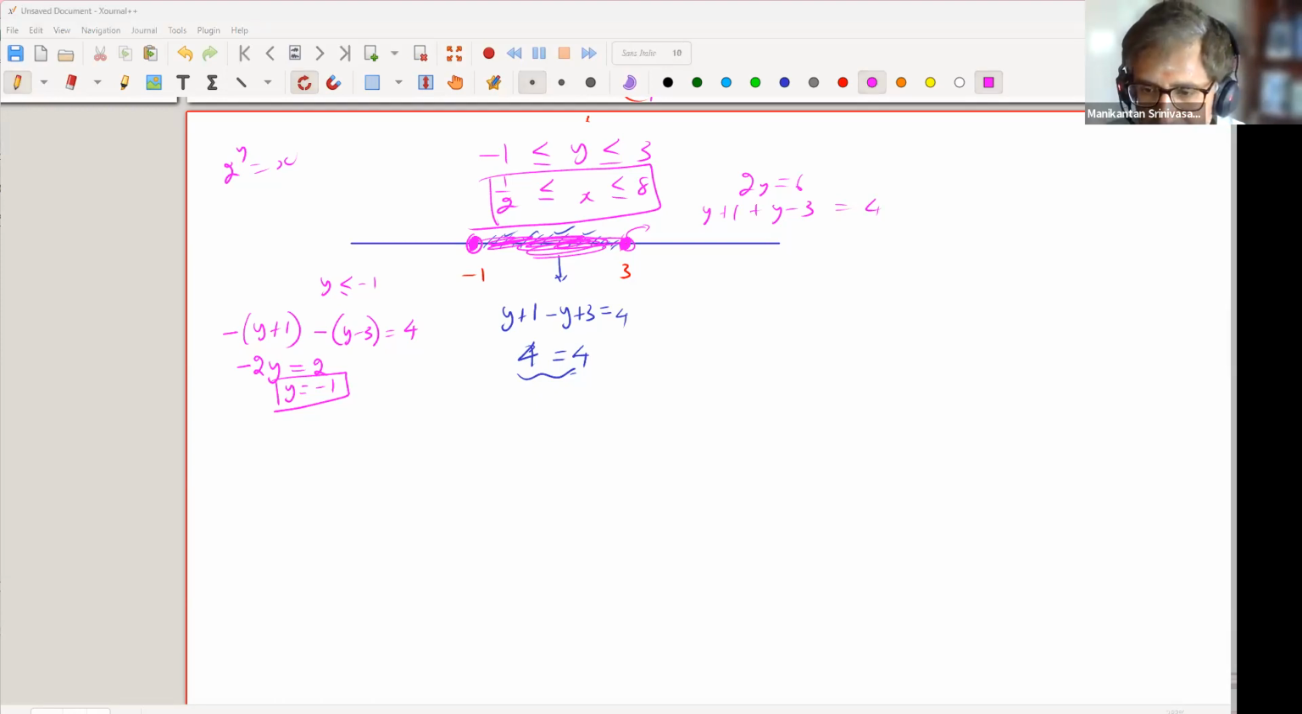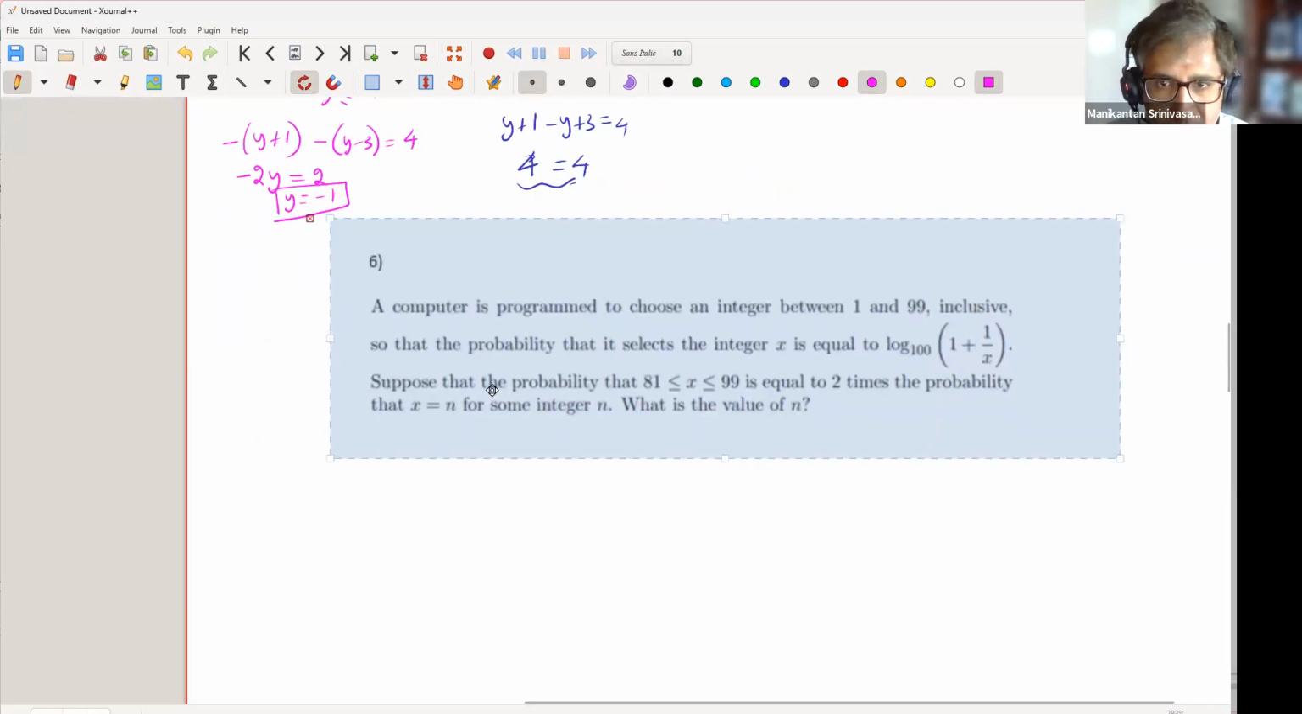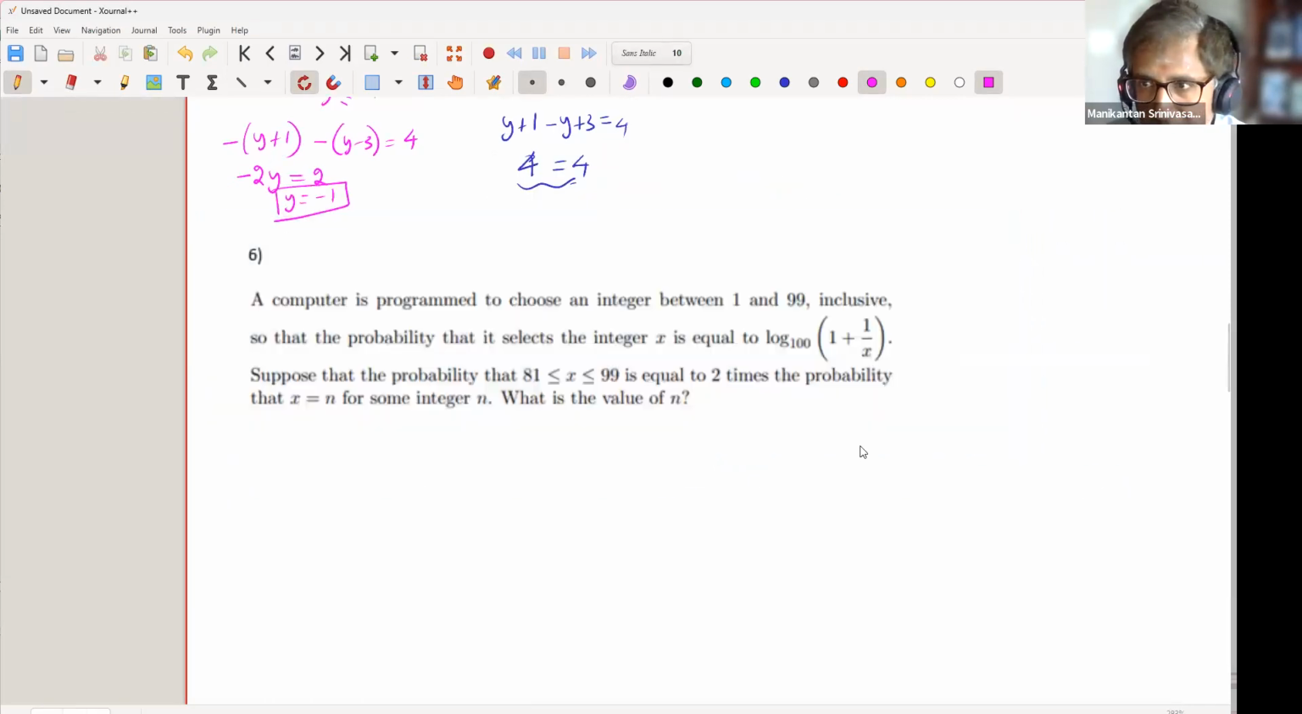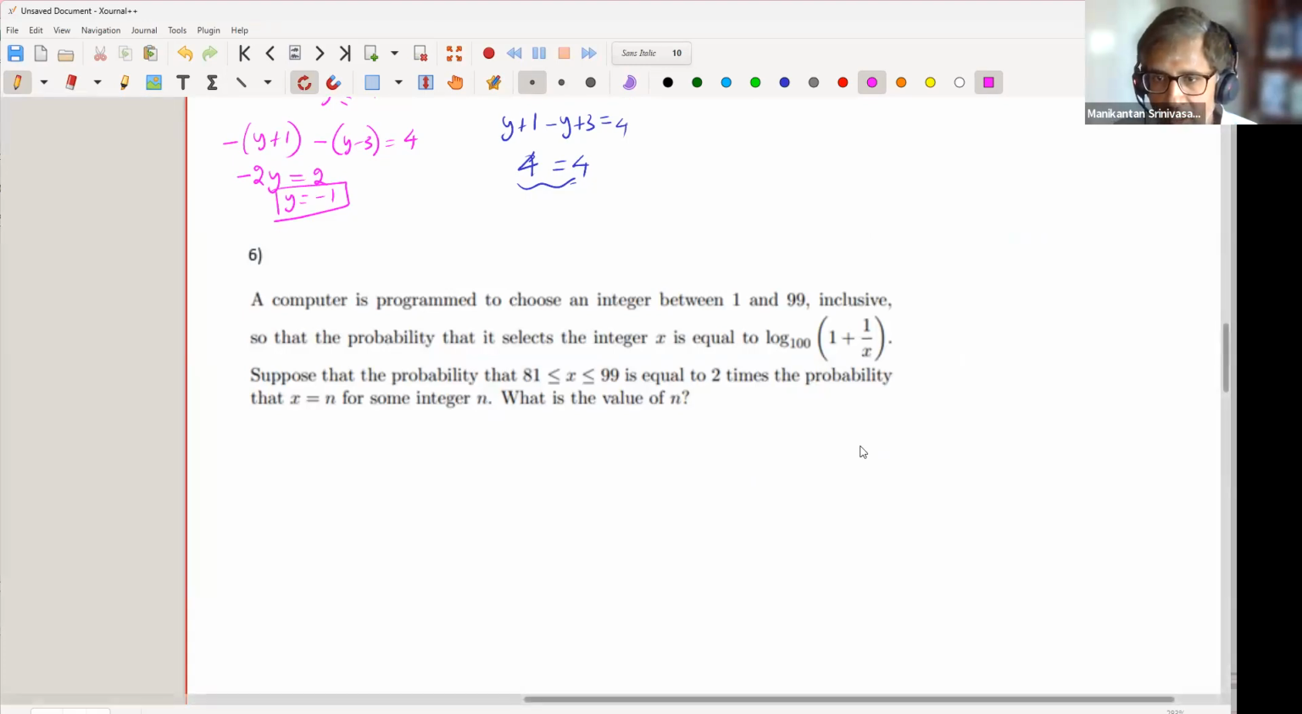Question 6. A computer program is programmed to choose an integer between 1 and 99 inclusive, so that the probability that it selects an integer is equal to a logarithm. So let's check if the probabilities add up to 1. Hopefully they should, but you should do a simple sanity check. That way, if your understanding of the question is wrong, then you'll find something, right?